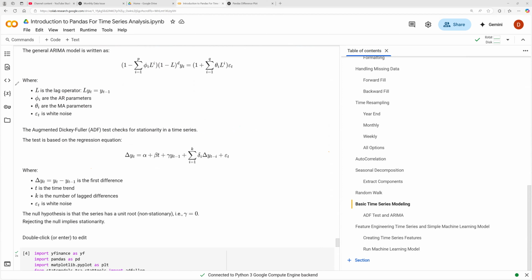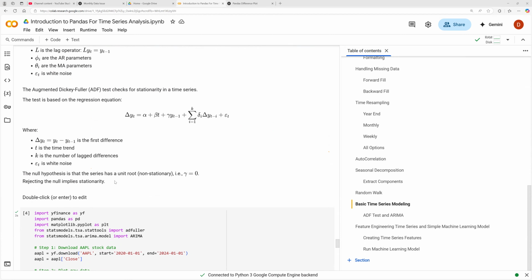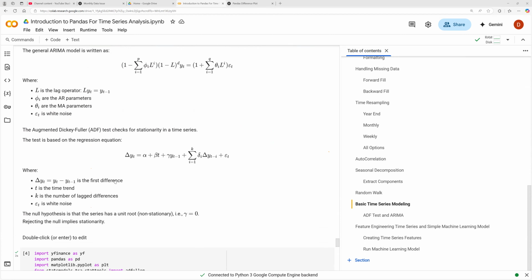So we try to test the hypothesis by taking the first difference. T is the time trend, K is the number of lag differences, and ET is white noise, okay? And the null hypothesis is that the series has a unit root and the lambda is equal to 0. Rejecting the null hypothesis indicates stationarity.